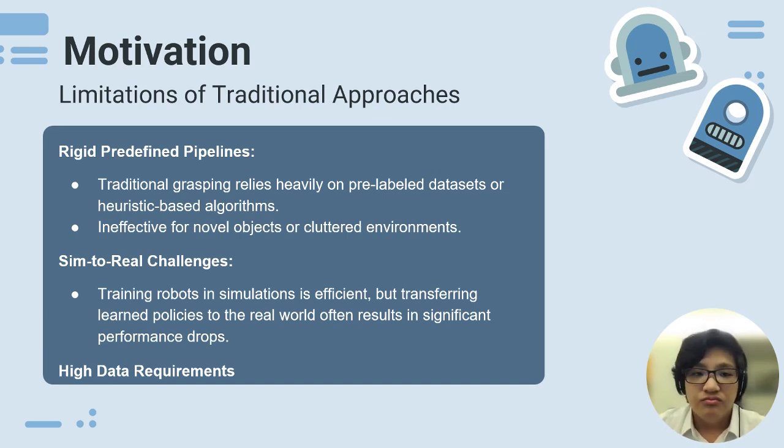Sim to real. Training robots in simulation is cost-effective and safe. However, transferring these trained models to real environments often leads to poor performance due to differences between simulated and real-world conditions. Lastly, we have high data requirements. Many reinforcement learning approaches require extensive real-world training data, which can be expensive and time-consuming to collect.